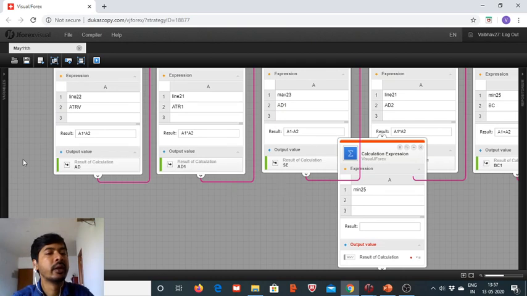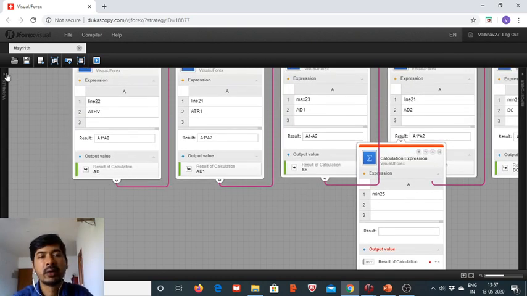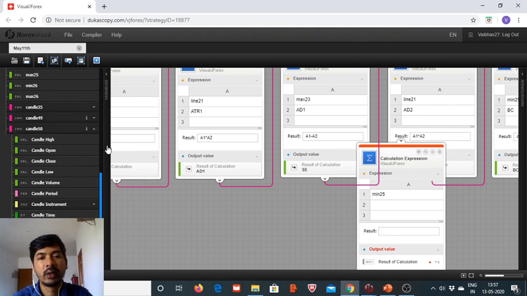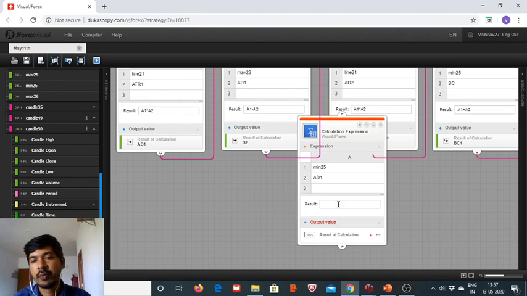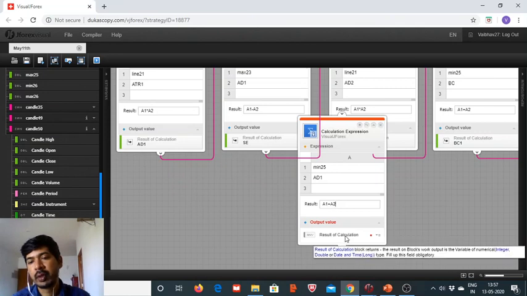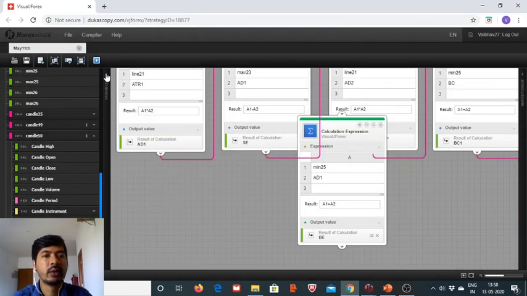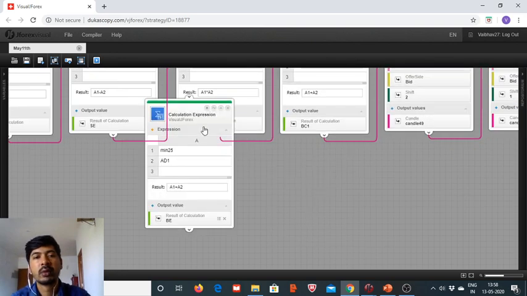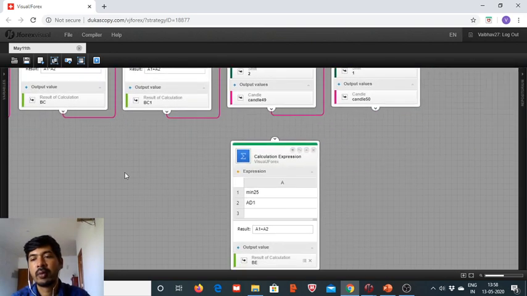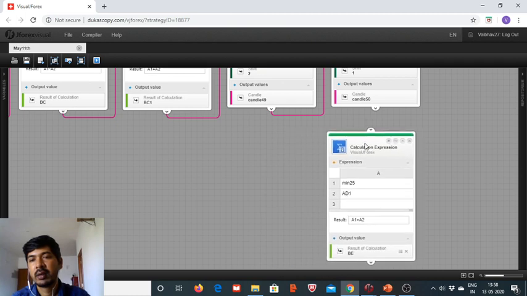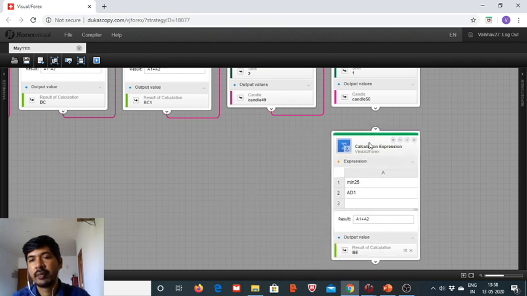The ATR difference first, we now do A1 plus A2, and the result of the calculation will be buy entry point. So here we have defined the buy entry point.